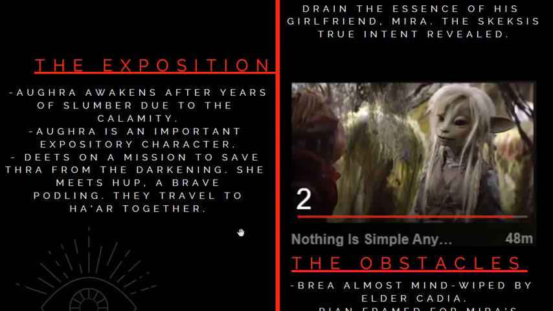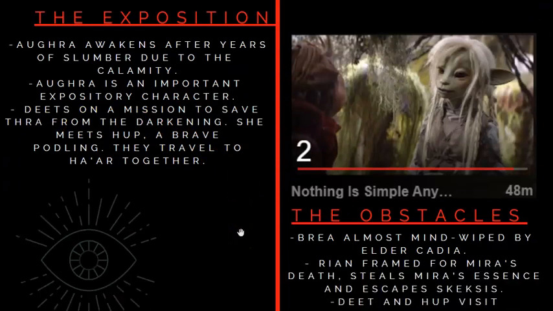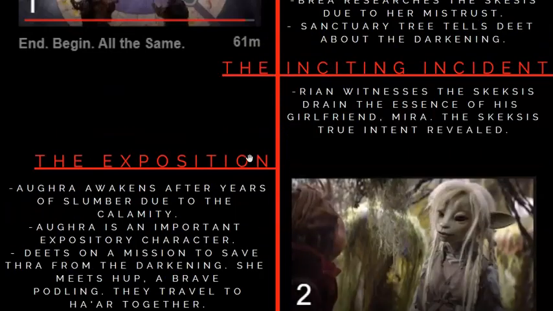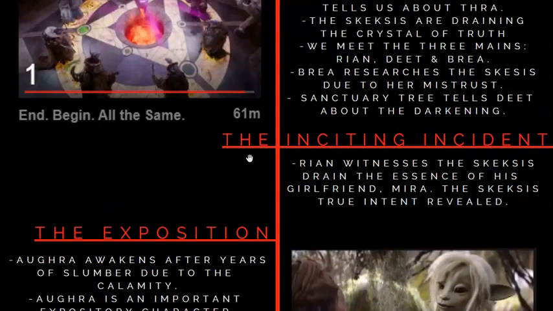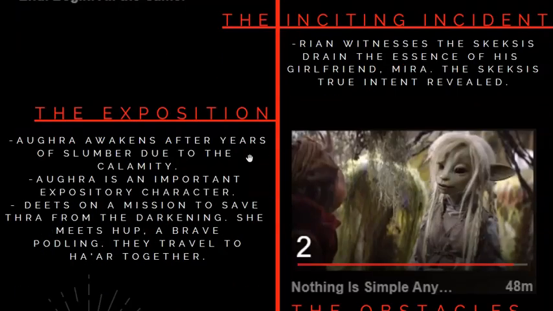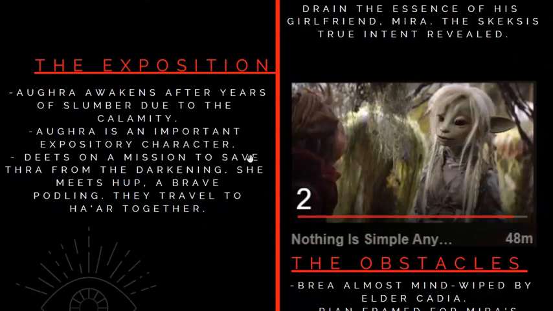And at this time, Rian's kind of on the run right now because he witnessed what happened with Mira, and he's basically a wanted, quote-unquote, felon now. Not felon, but you know what I mean. So Deet is on her mission to save Thra from the darkening.